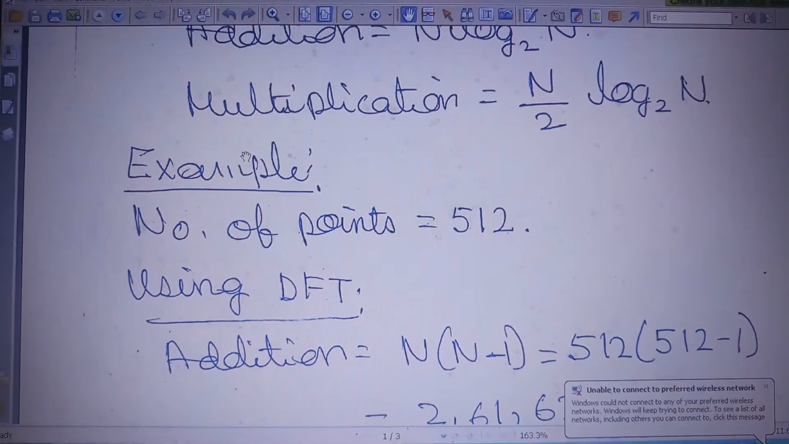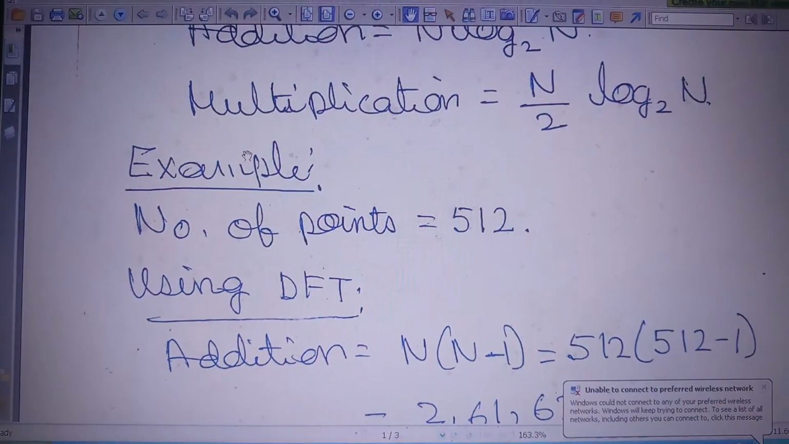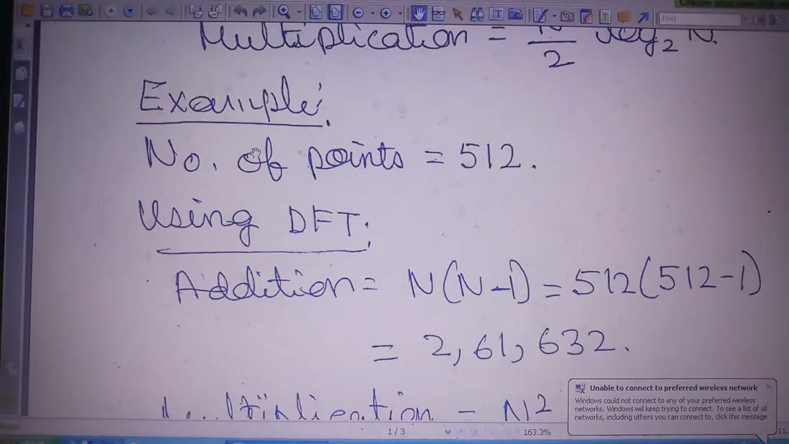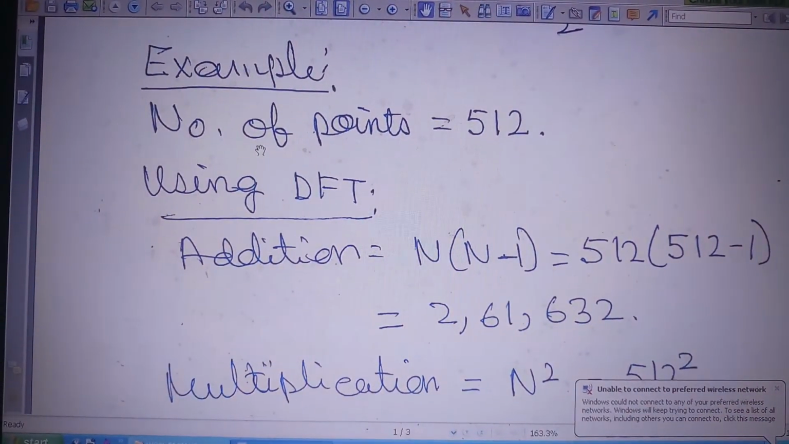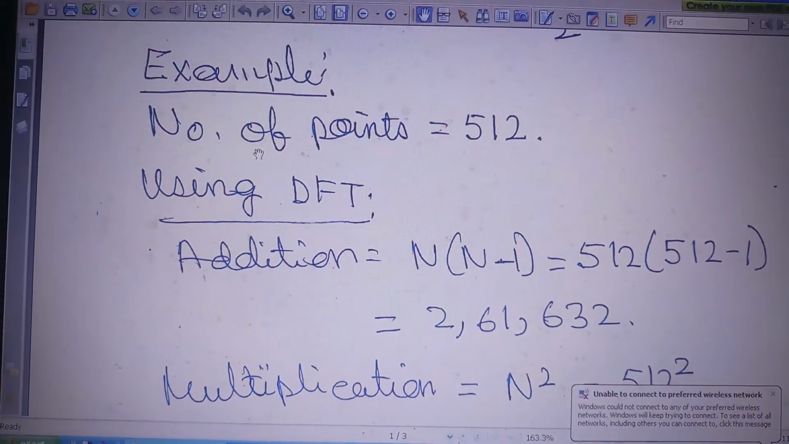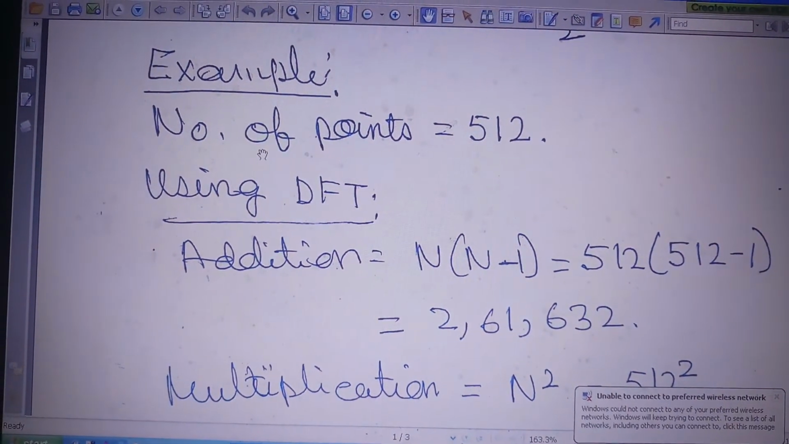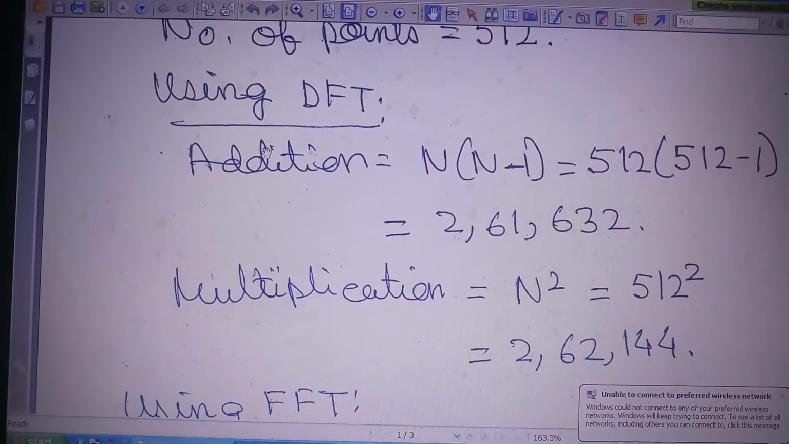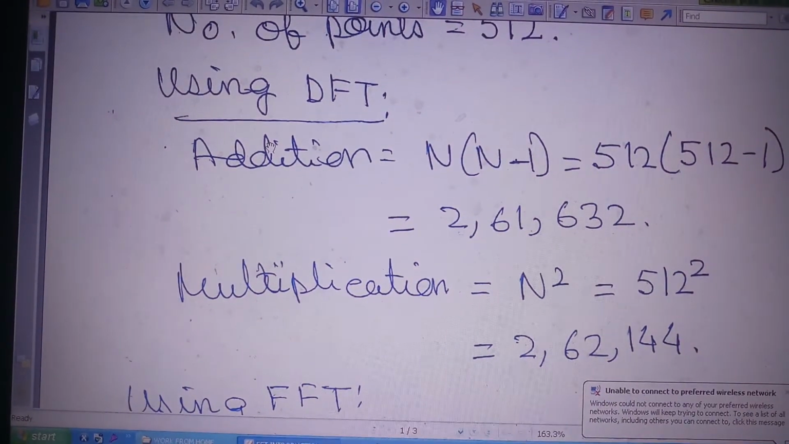Suppose I am having to solve a problem where capital N is equal to 512, meaning the number of samples is equal to 512. Using DFT, the number of additions required is equal to N into N minus 1, that is 512 into 512 minus 1, that equals 261,632 additions you need to perform, and multiplications is equal to N square, that is 512 square, that is 262,144 multiplications you will have to perform.